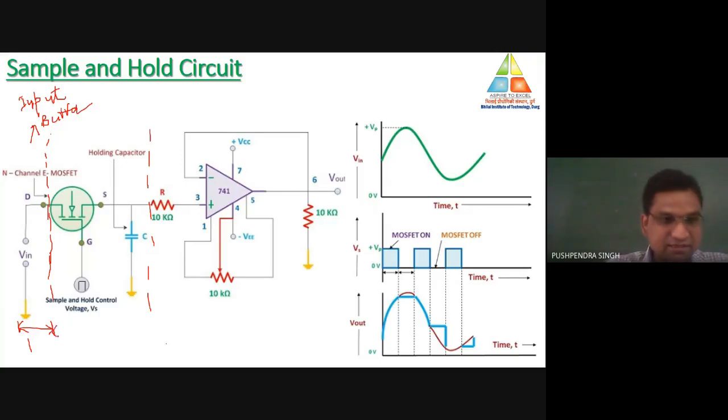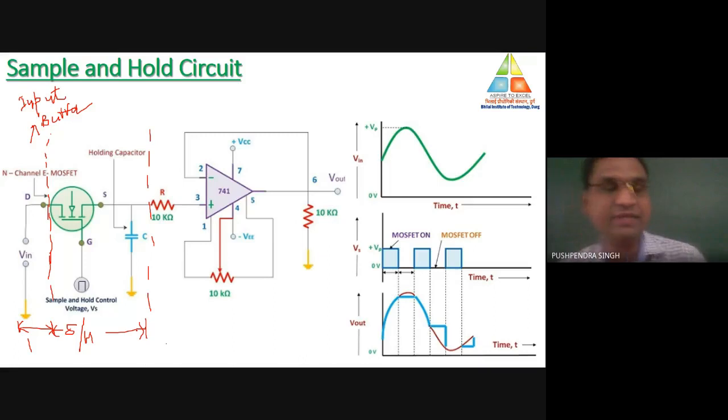What is the second circuit? Second is the basic sample and hold circuit. The actual basic sample and hold circuit is what? This second part is only the sampling and holding circuit, where this E-MOSFET is acting like a switch. This is the gate signal and this one is the capacitor.